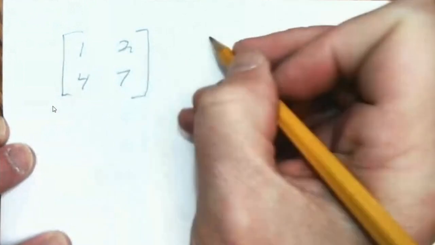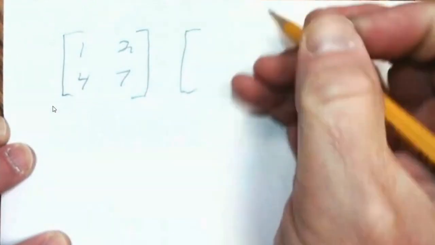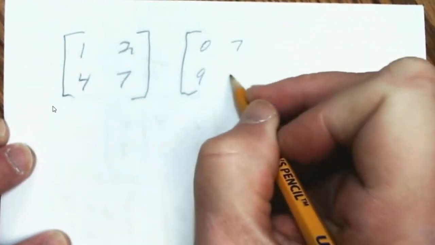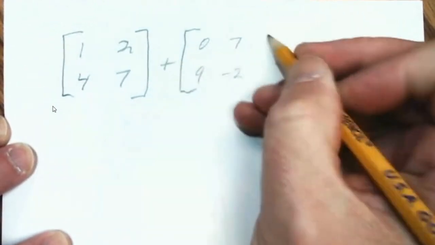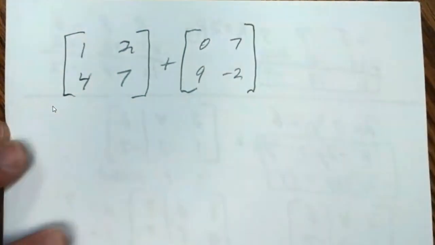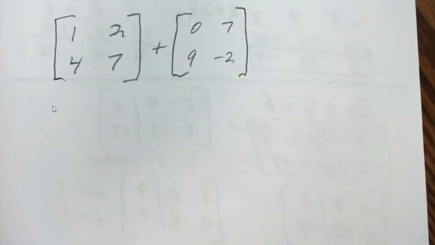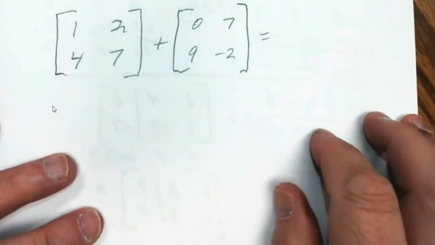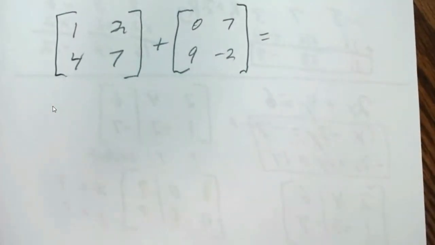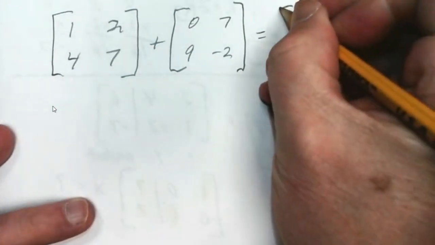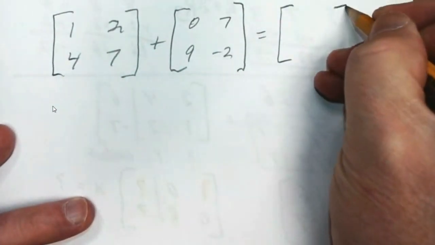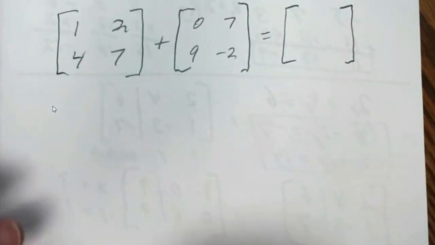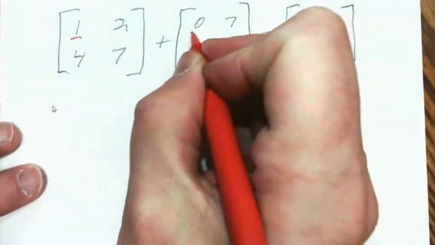If we have two matrices that are the same size, that's kind of important, we can add them together. We'll get into this a little bit more later. But here's the important part. If I'm going to add these matrices together, first of all, they have to be the same size. They're both 2 by 2s. So I add the same elements together.